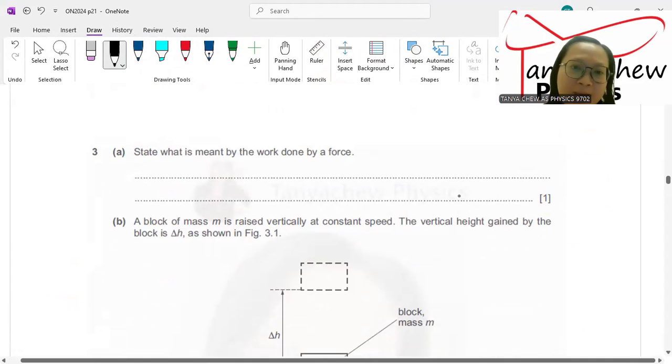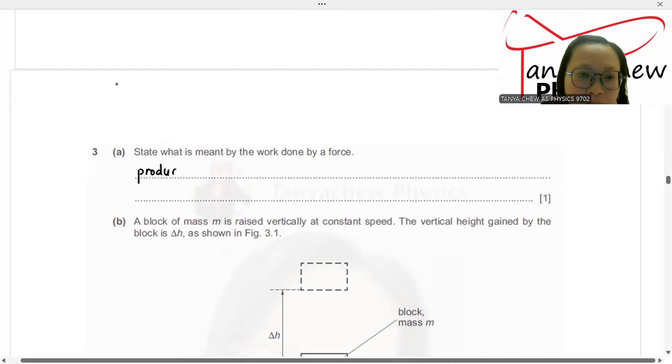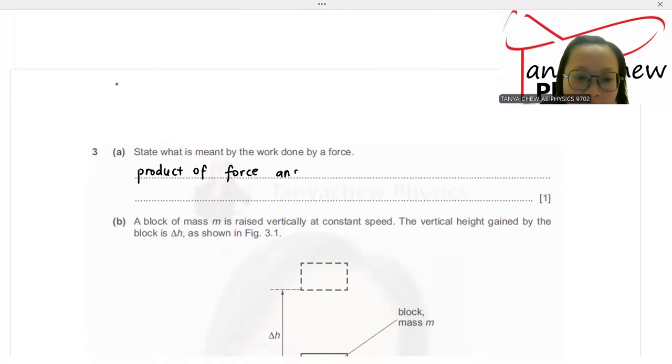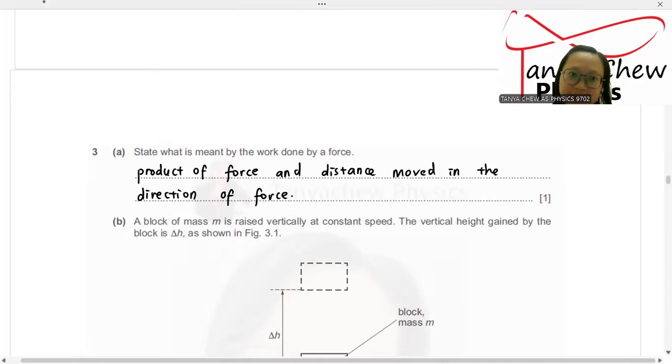A, state what is meant by the work done by a force. You can actually define the work. Work is being defined as the product of force and distance moved in the direction of force. That's it.